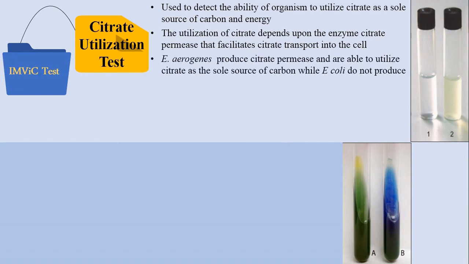The organism Enterobacter aerogenes produces citrate permease and is able to utilize citrate as the sole source of carbon, while Escherichia coli does not produce the enzyme citrate permease and therefore is unable to utilize citrate as a sole source of carbon.